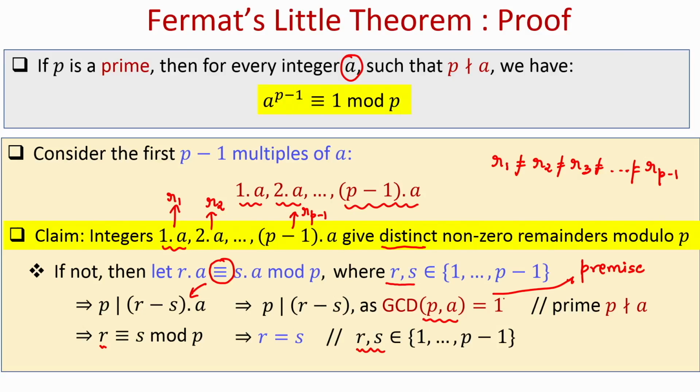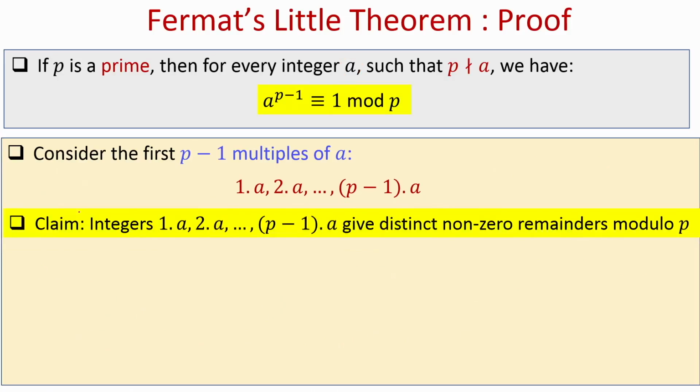So, we arrive at a contradiction because we assumed that R and S were different, right. So, R times A and S times A were different multiples, and that means R was different from S. That was our assumption, but we come to the conclusion that R is equal to S. So, that means whatever contrary statement we assumed is incorrect. That means this claim is true, right. So, we have proved this claim.